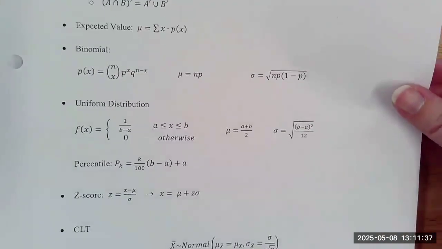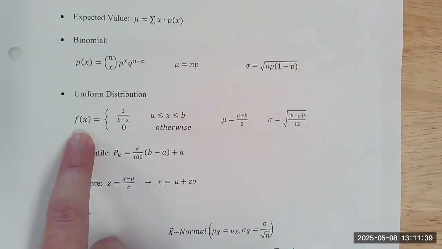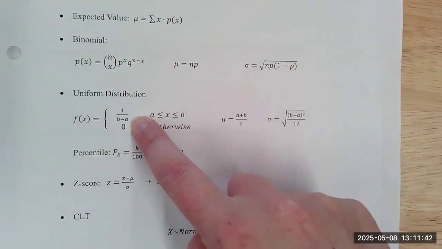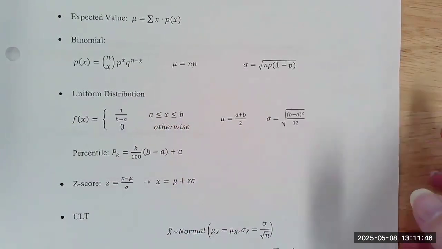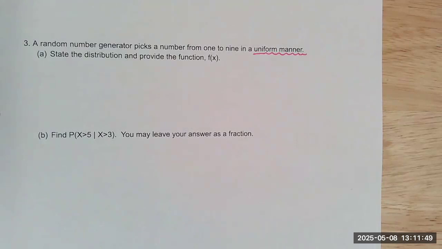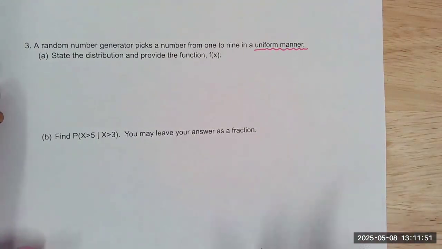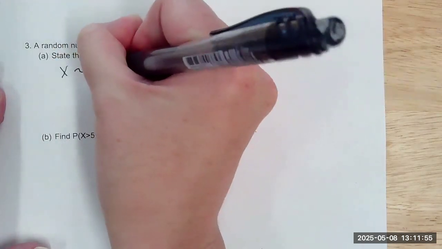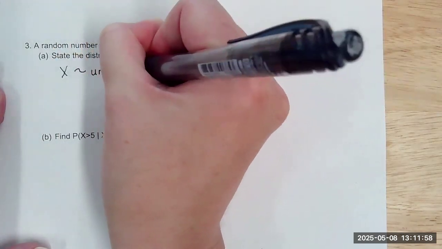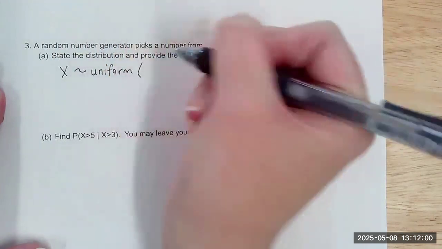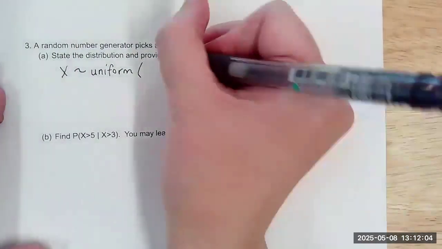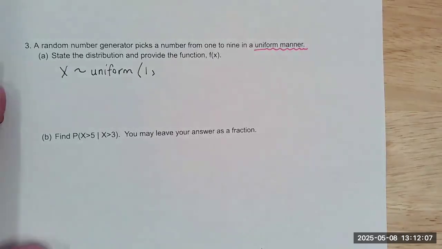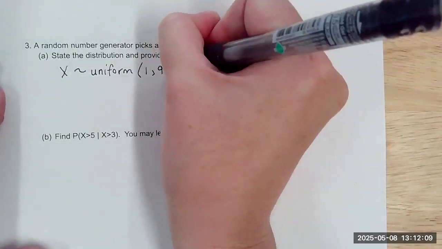So the uniform distribution f of x formula is 1 over b minus a, or 0 otherwise, when we're talking about from a to b. For the uniform distribution part of it, you would say that x is uniform, and we always put the a first and the b second. Our a is 1 and our b is 9.